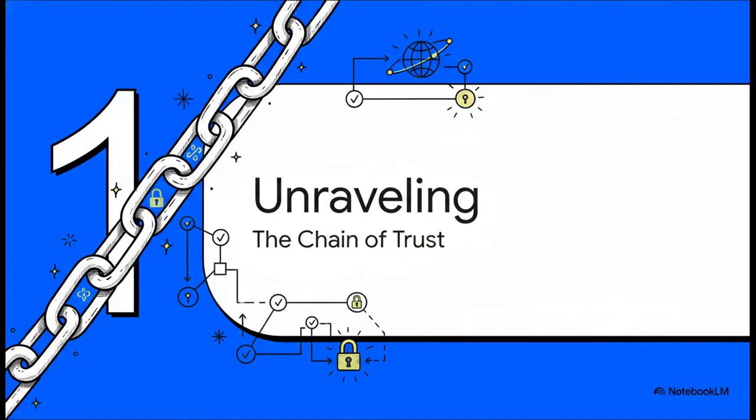Okay, so to solve this whole mystery, we've got to understand how trust even works on the web. And it's not magic, believe me. It's actually a really carefully built hierarchy, something we call the chain of trust. And pretty much every single secure connection you make depends on this chain being absolutely 100% intact.